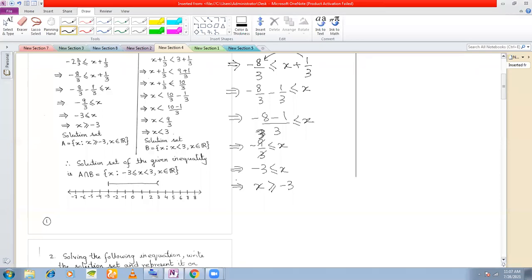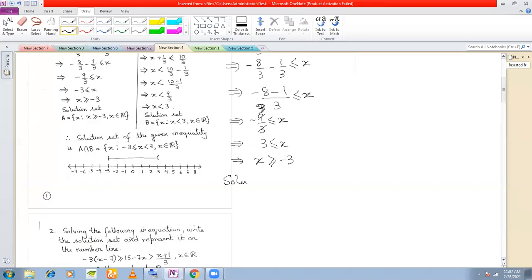So this is the solution. Now what should be the solution set? Solution set of this inequality. Let us call the solution set A. It is such that x is greater than or equal to -3, x belongs to R. This is the solution set of this inequality.